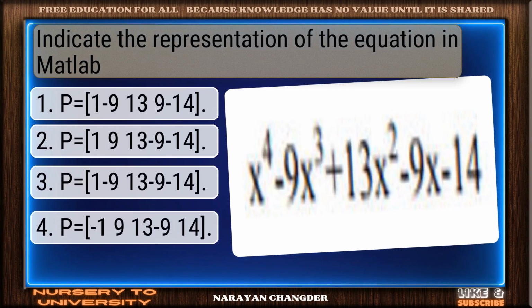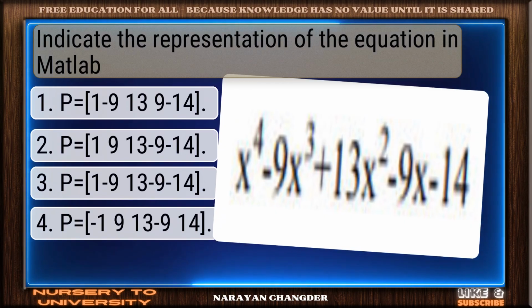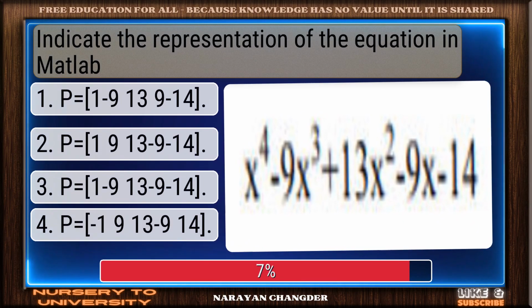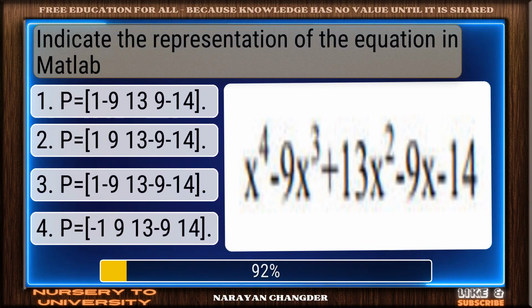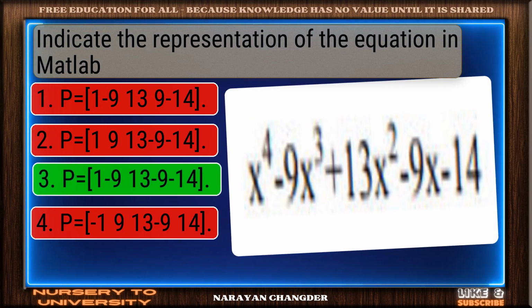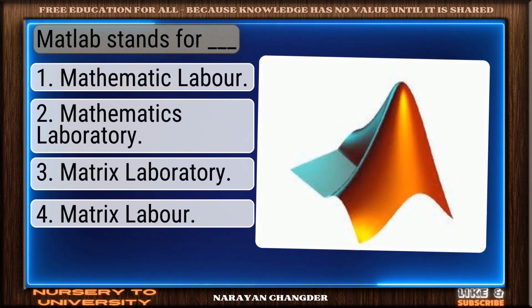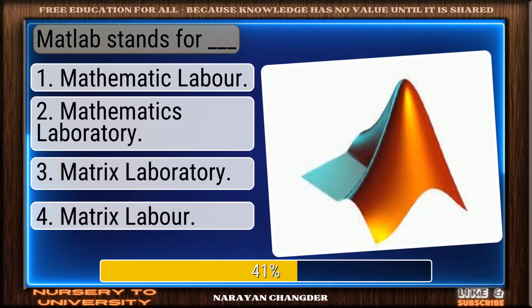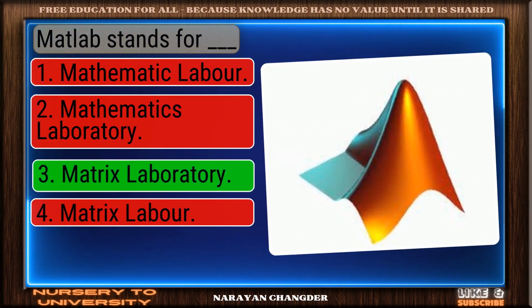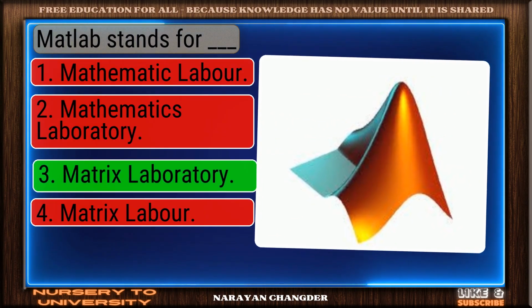Question number 7. Indicate the representation of the equation in Matlab. Valid point. P equal to is true. Question number 8. Matlab stands for dash. Bravo. Matrix Laboratory is the answer.